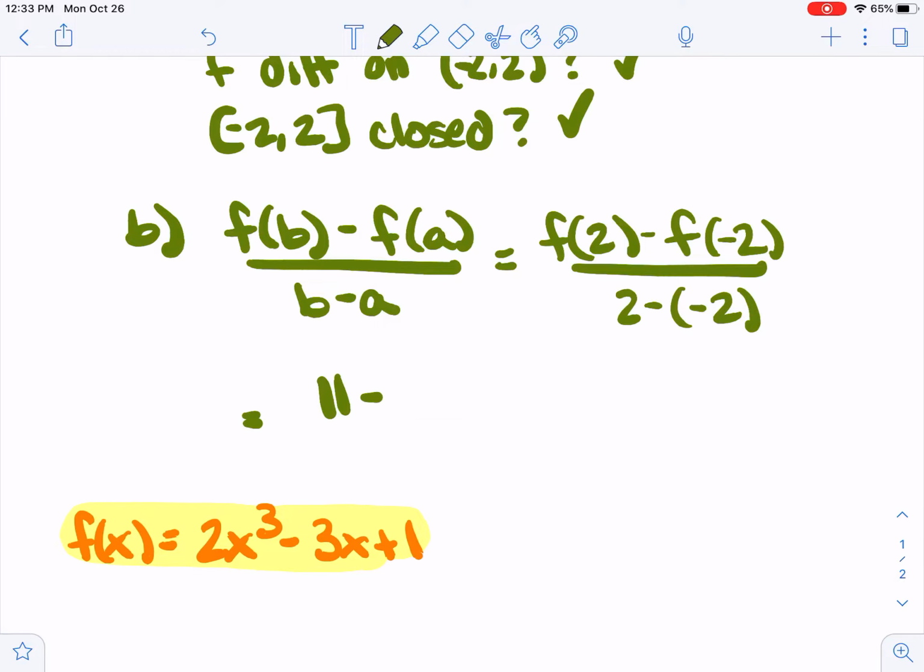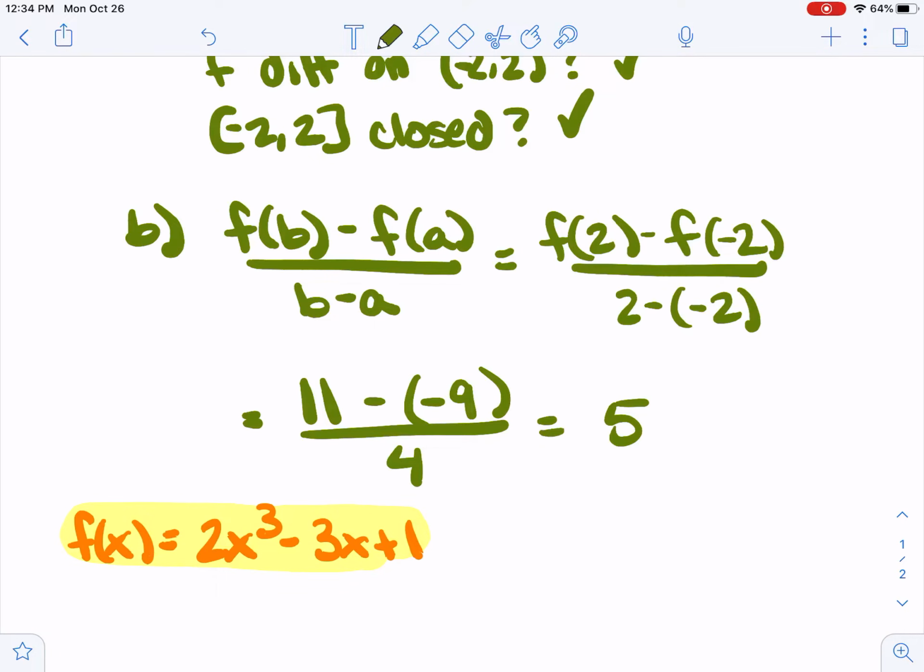I think I evaluated that wrong. Let's see here. 2 cubed is 8, 16 minus 6 plus, oh no, it's 11, okay. So -16 plus 6 is -10, plus 1 is -9. So minus -9 divided by 4 is 5. So the slope of the secant line connecting the endpoints of this function is 5. That's the average rate of change of this function on the interval from -2 to 2.